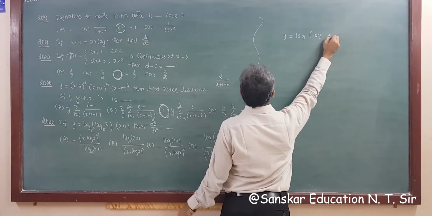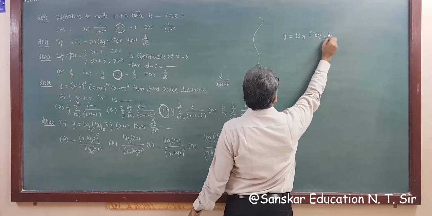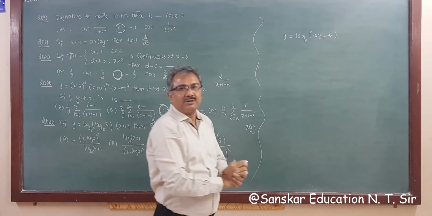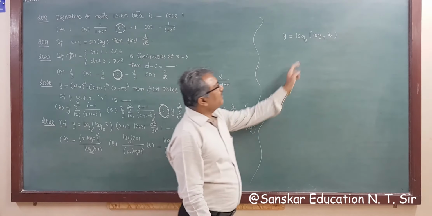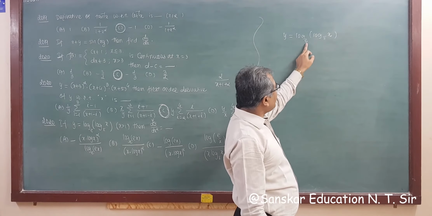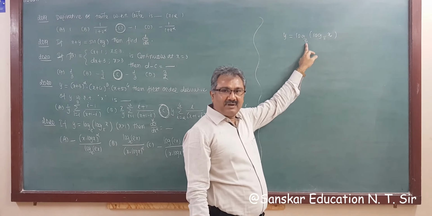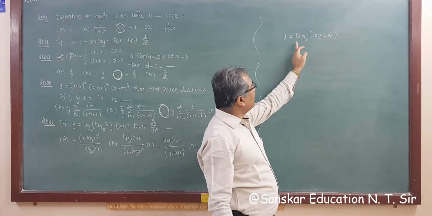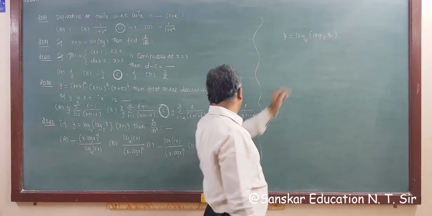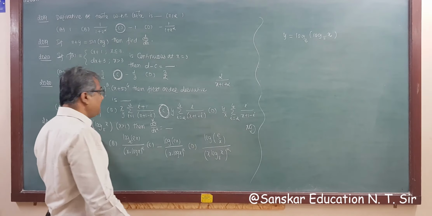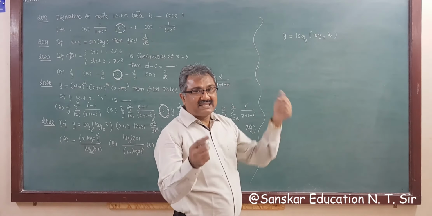Log x base pi base e. This is your question. Now log is differentiable if the base is e. So the derivative of log of a bracket, where this is base e, is 1 upon the bracket.